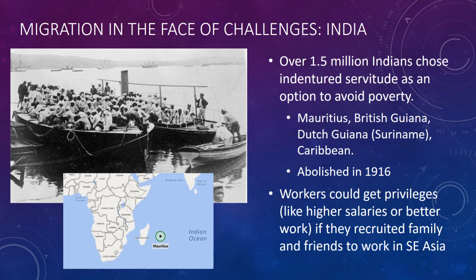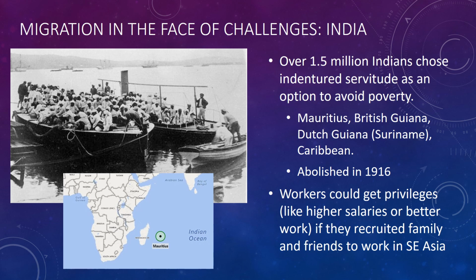They're going to go to Mauritius, which you can see is that tiny little dot off of Madagascar. It's like Mauritius is to Madagascar what New Caledonia is to New Zealand. But wherever they go, Mauritius, British Guiana, Dutch Guiana, and particularly Trinidad and Tobago, we're going to see them involved in sugar production.